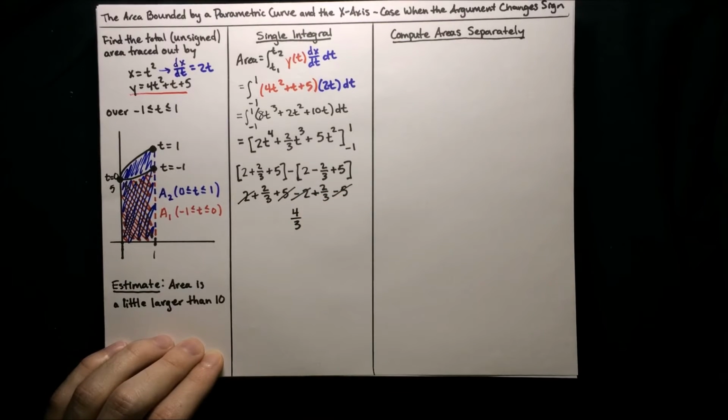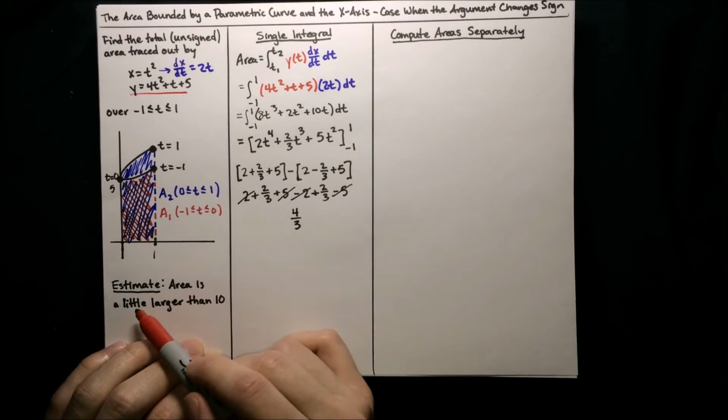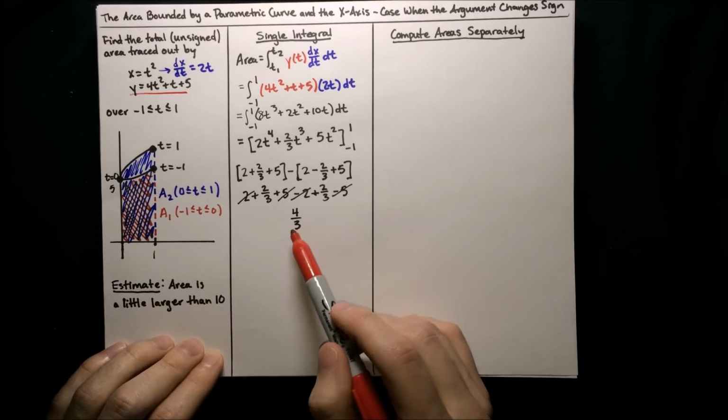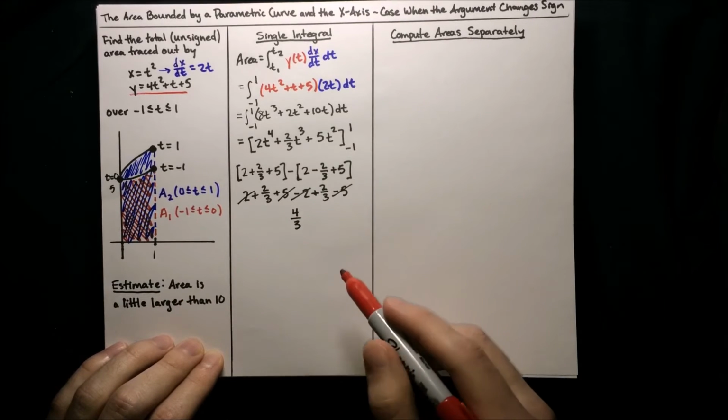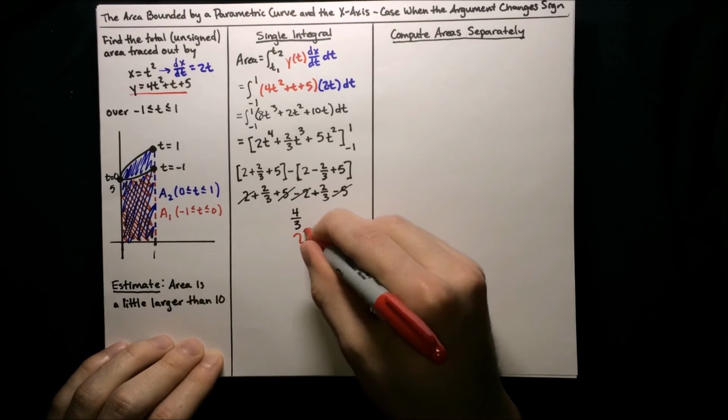But hold on a second. The estimate was that our area is a little larger than 10, and 4 thirds is way smaller than 10, so that can't be right. What's going on?